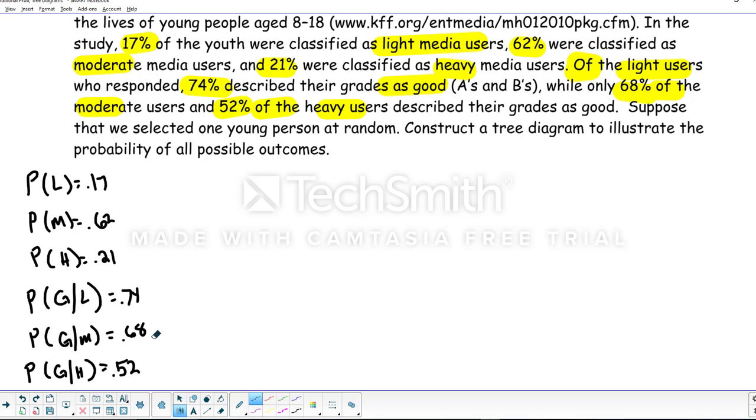This is not required in any way, but I find it hugely helpful for us to organize our thoughts and start to make the tree diagram. So now what we want to recognize is that the condition is always going to come first in our tree diagram, and we have three conditions actually this time. They are light user, a moderate user, or a heavy user. Okay, I put the probabilities at the end of each of these.